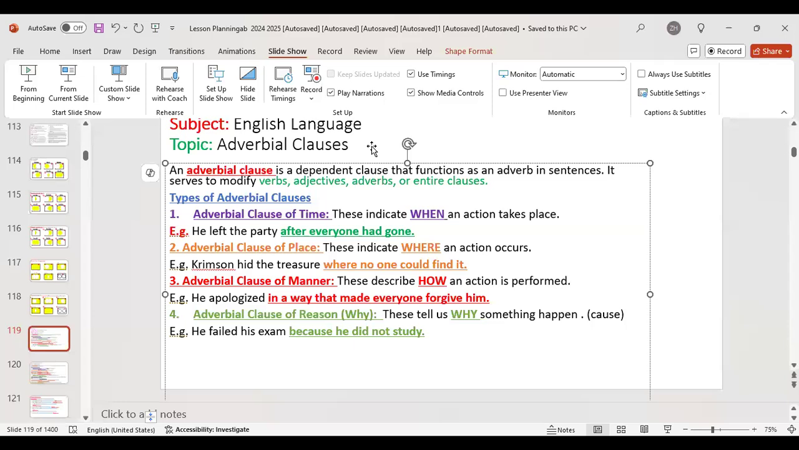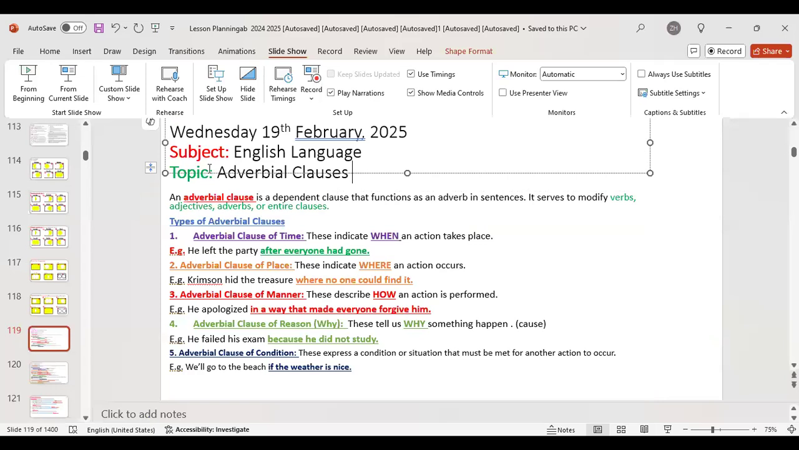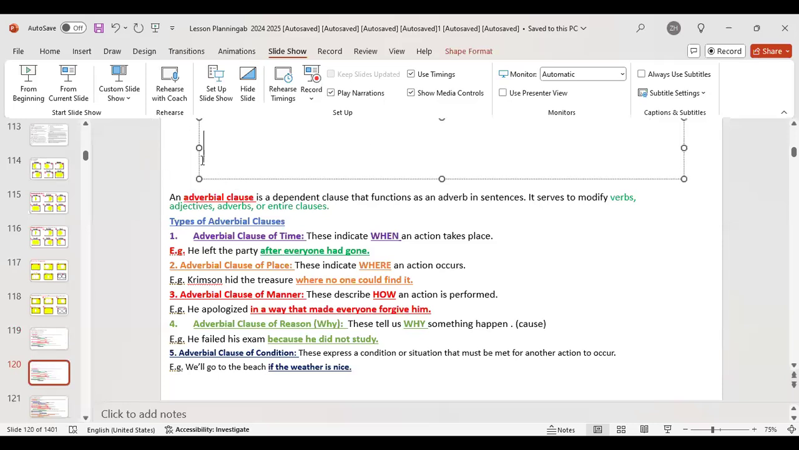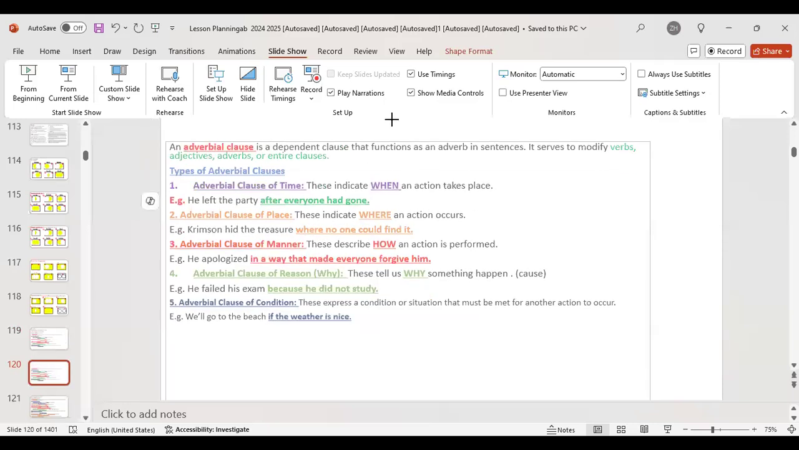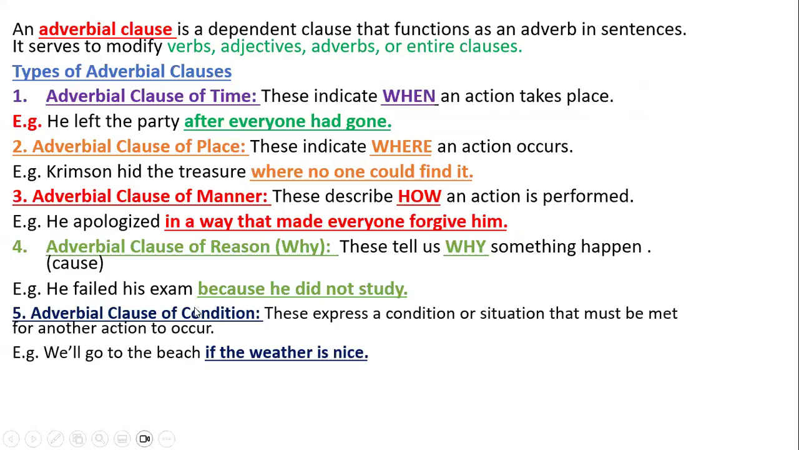Oh, I don't think y'all can see it, right? No, not yet. What I need to do is, because it's getting too small, let me move this so y'all can see it properly. The adverbial clause of condition. Okay, who's the next person who's supposed to be reading? Let me see. Rashad Sinclair. Read number 5, adverbial clause of condition.